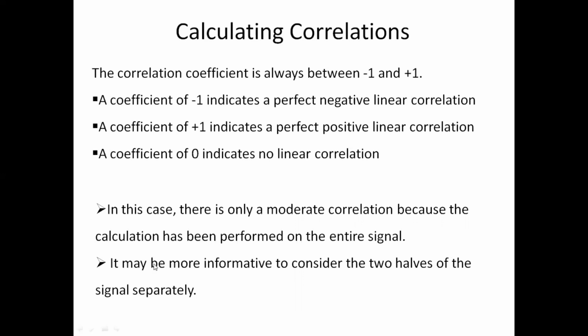The reason why the correlation was moderate may be that we considered the entire signal while calculating the correlation. To make it more meaningful and more informative, we will consider the two halves of the signal separately. We will take the first half of the signal and the second half of the signal, and calculate the correlation for each.